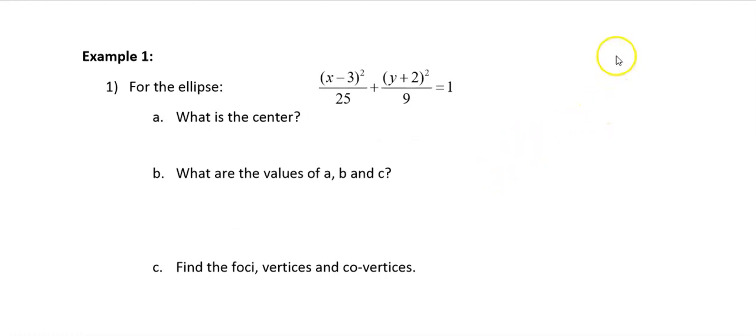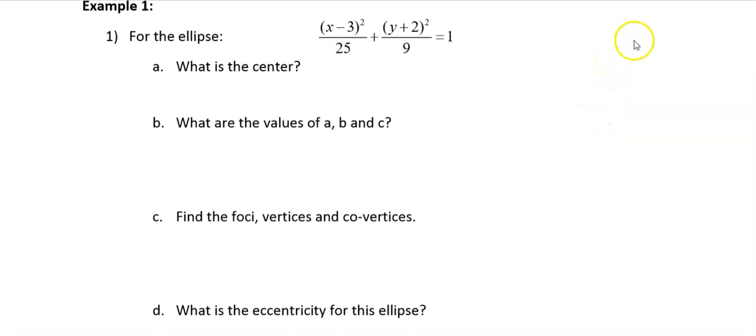And remember all those different relationships that we saw for an ellipse. So let's start with part A. Part A is actually pretty simple. We have an ellipse that says (x − 3) squared over 25 plus (y + 2) squared over 9 is equal to 1.